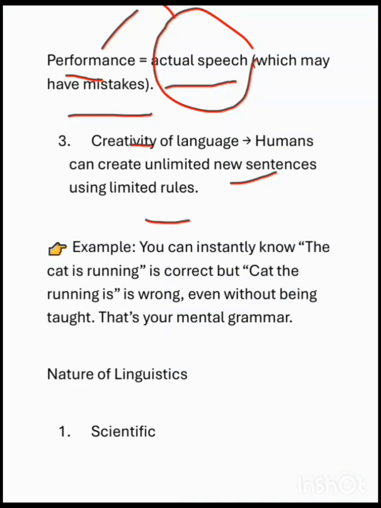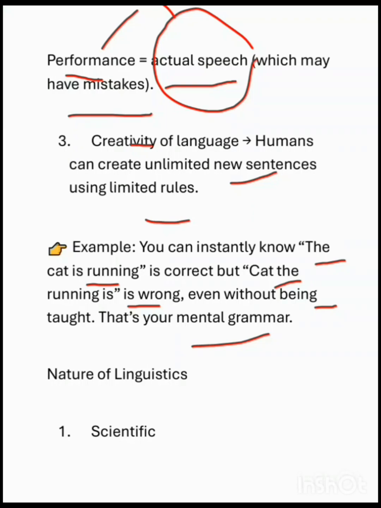For example, you can instantly know the cat is running is correct, but cat the running is wrong, even without being taught. That's your mental grammar. So it is fitted in our mind that this is wrong, this is right, we can say this, we can't say this. So this is a mental concept in our mind which is hidden. So these were definitions given by various linguists.